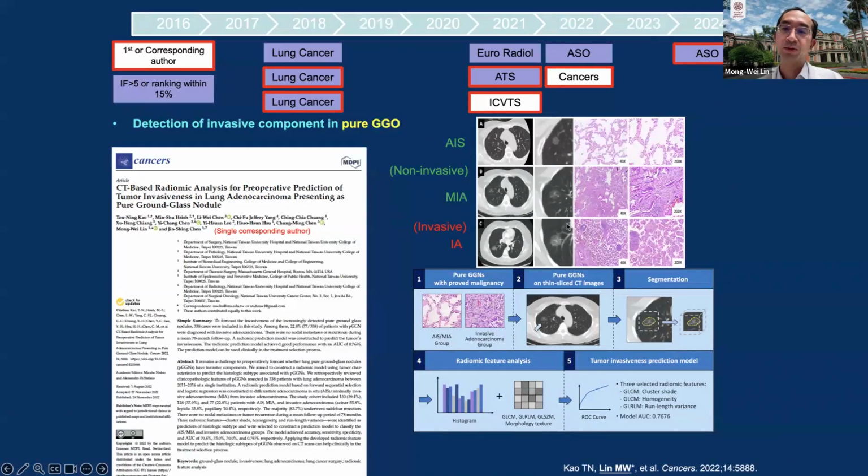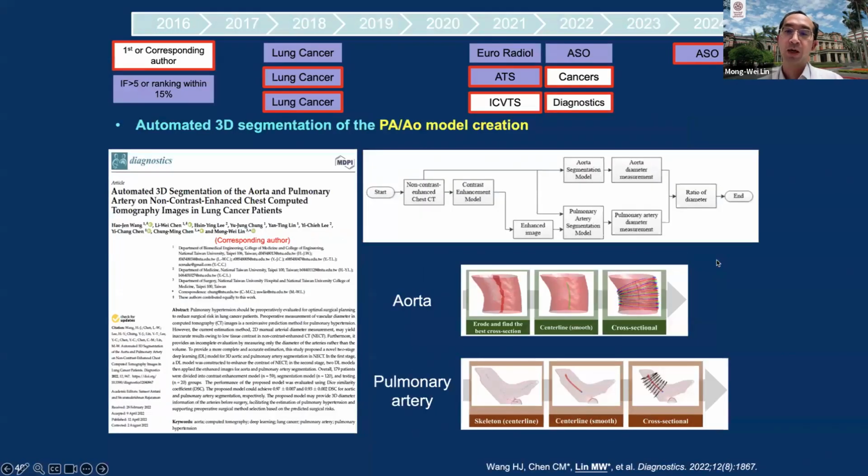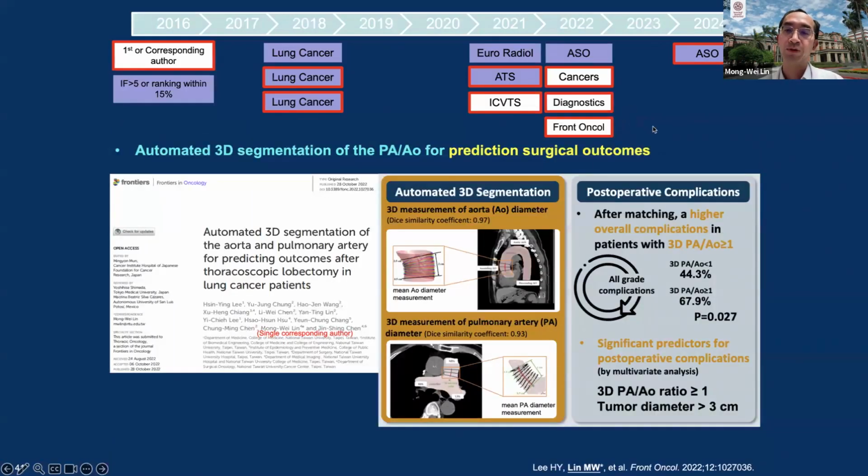And we also built a CT-based radiomic model to detect invasive components in pure ground glass opacity, aiming to distinguish a truly indolent lesion from those that already contain an invasive focus. And we also developed an automatic 3D segmentation pipeline of the pulmonary artery and aorta from CT, allowing us to quickly create the patient-specific PA/AO ratio for further analysis and planning. Based on the model, we further show that the automatic measurement of the PA/AO ratio can help predict postoperative complications after lobectomy.